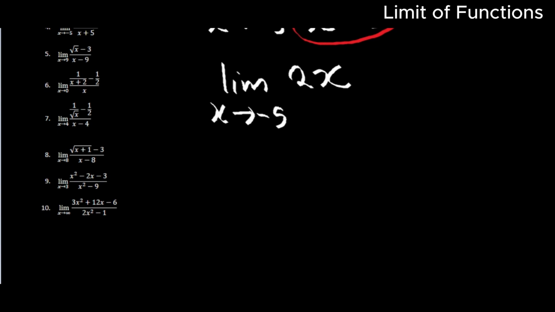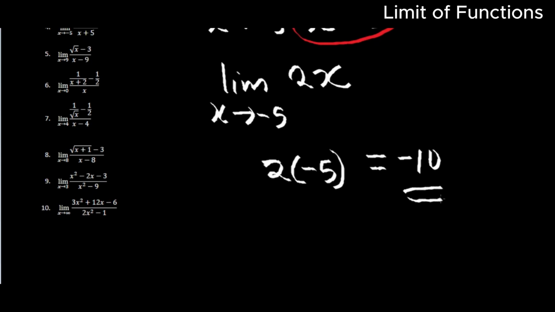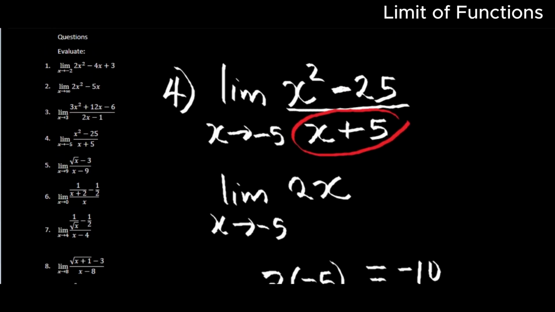Now, this is just going to be 2 times minus 5. I'm substituting directly the value of minus 5. This will give you minus 10. The same, and probably even easier.